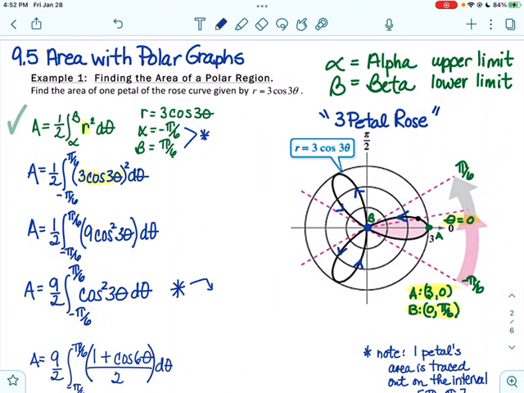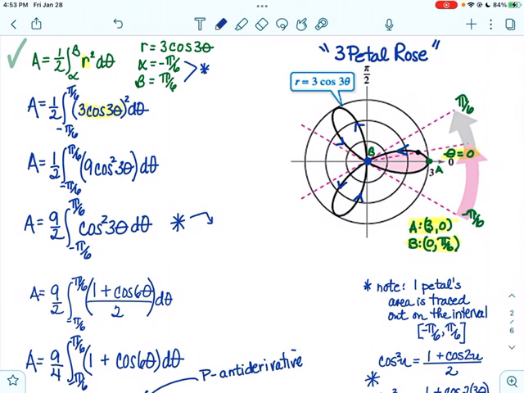Upon investigation with this, the rose goes through a complete cycle of the graph. It's traced out from 0 to pi. So if I go from 0 to 2 pi, then I'm going to trace through it twice. I'll go through twice the area. So kind of an interesting dilemma we get in. We've got to figure that out. So I've got that. I need the one petal.